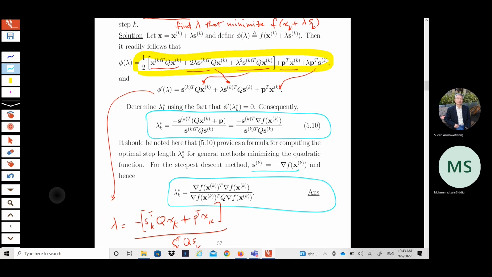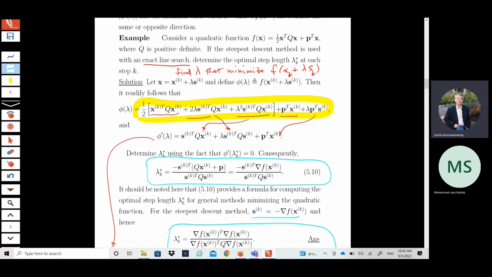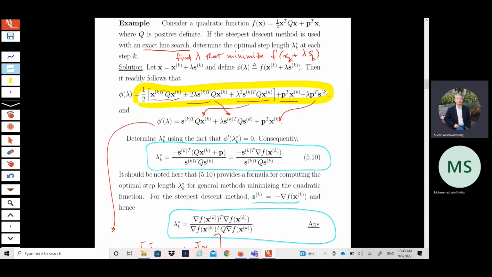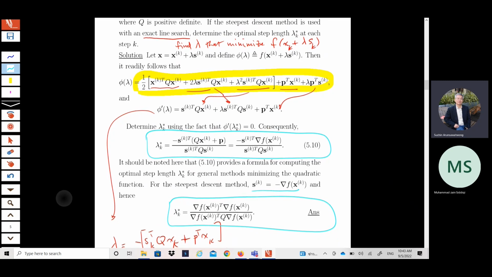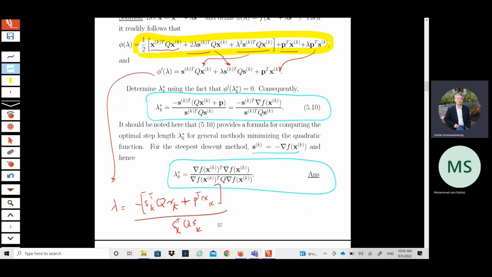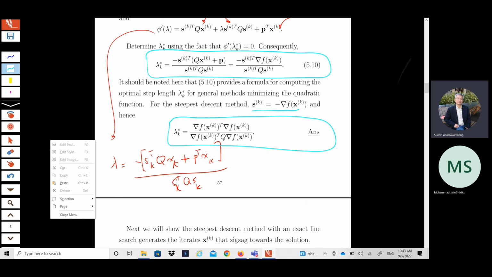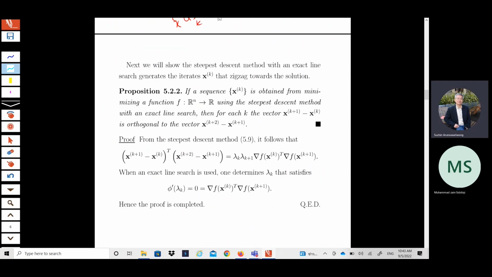Okay. Now for other methods, we can substitute sk with whatever is in the formula. The quasi-Newton method, the Newton method, and conjugate gradient have different formulas for computing sk. That's all. Now we look at the convergence of this, how the method behaves.